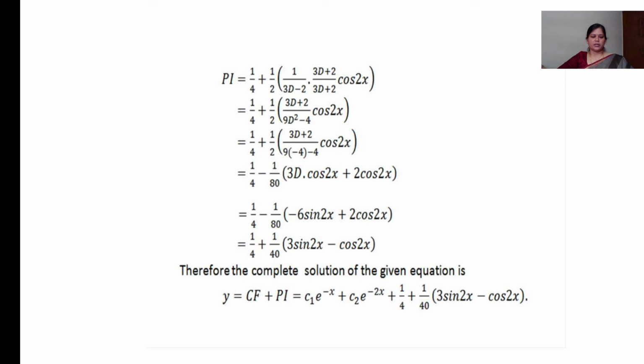Now we are going to complete the solution of the given equation. The general solution, we know, is y = CF + PI. That means we have to combine the complementary function as well as the particular integral. Therefore, y = C1 e^(−x) + C2 e^(−2x) + 1/4 + 1/40 into (3 sin 2x − cos 2x). This is our required solution for the given differential equation.